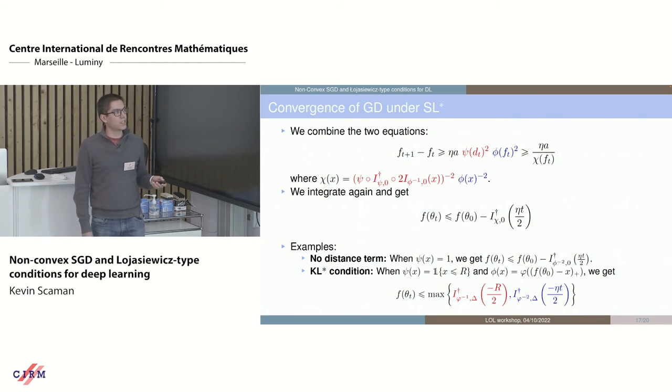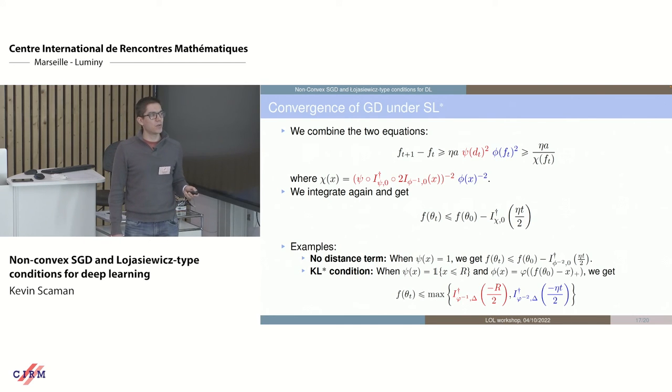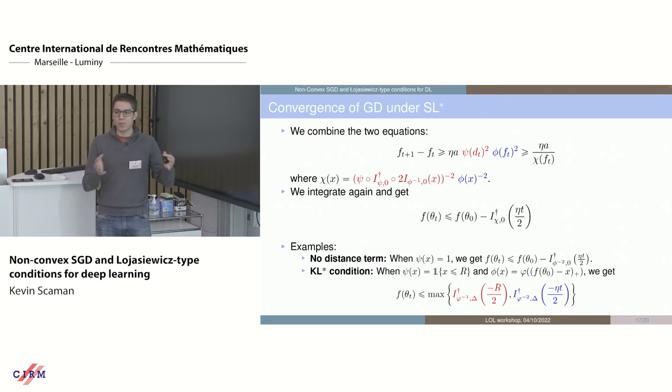The general KL star condition is obtained with phi equal to this other little curvy phi of f theta 0 minus x, and you end up with an upper bound that is easier to digest. Basically, it's a maximum of two terms, so you have to see it this way. This gives you the convergence rate, and this gives you where the convergence stops. So basically, at some point, you reach the end of the domain where you have knowledge on the gradient, and so you actually stop converging.